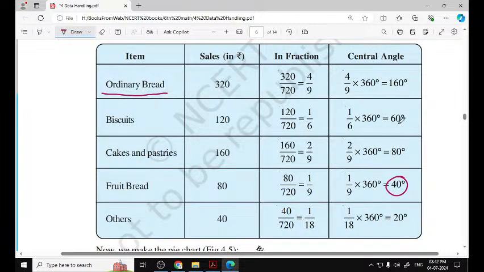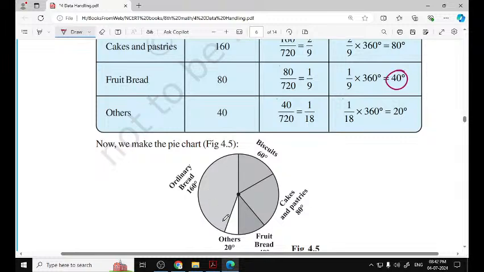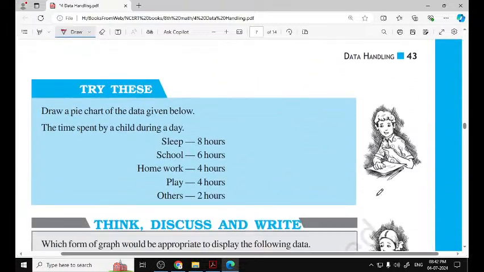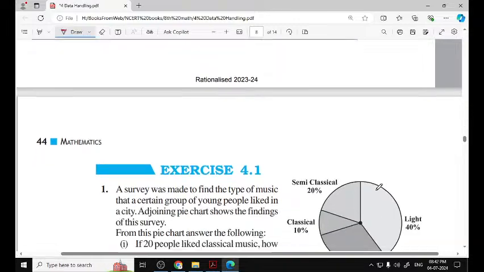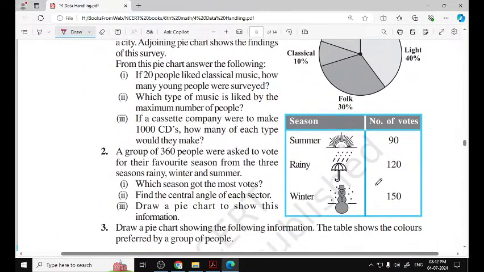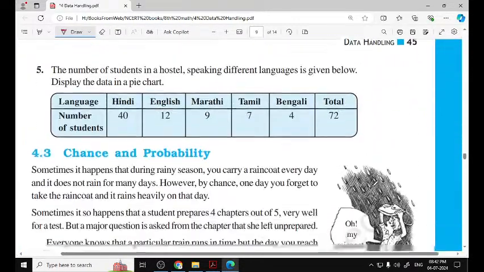Now draw a circle and go on marking these angles with the help of protractor, and we will get a pie chart like this. Mention here which sector represents which item, and that is also on this angle. 160 is for ordinary bread, biscuits, and so on. Yes, this is exercise on the same topic. Try to solve questions from this exercise.